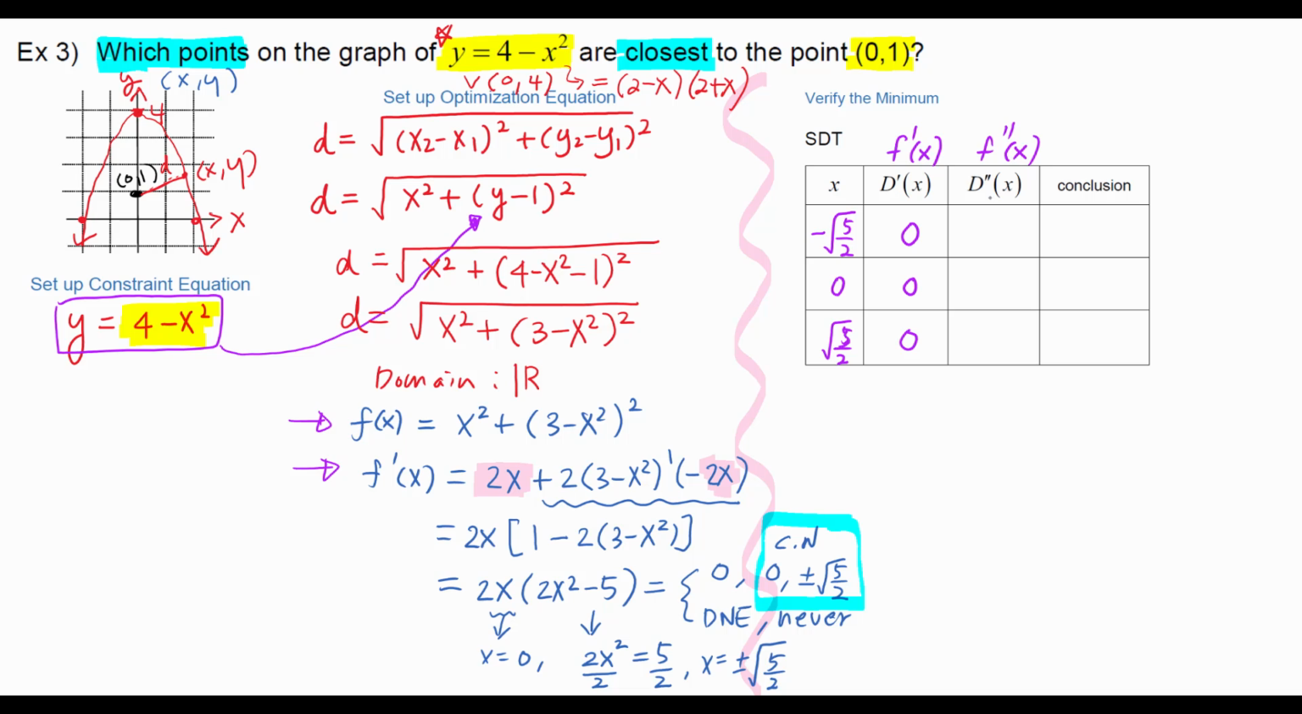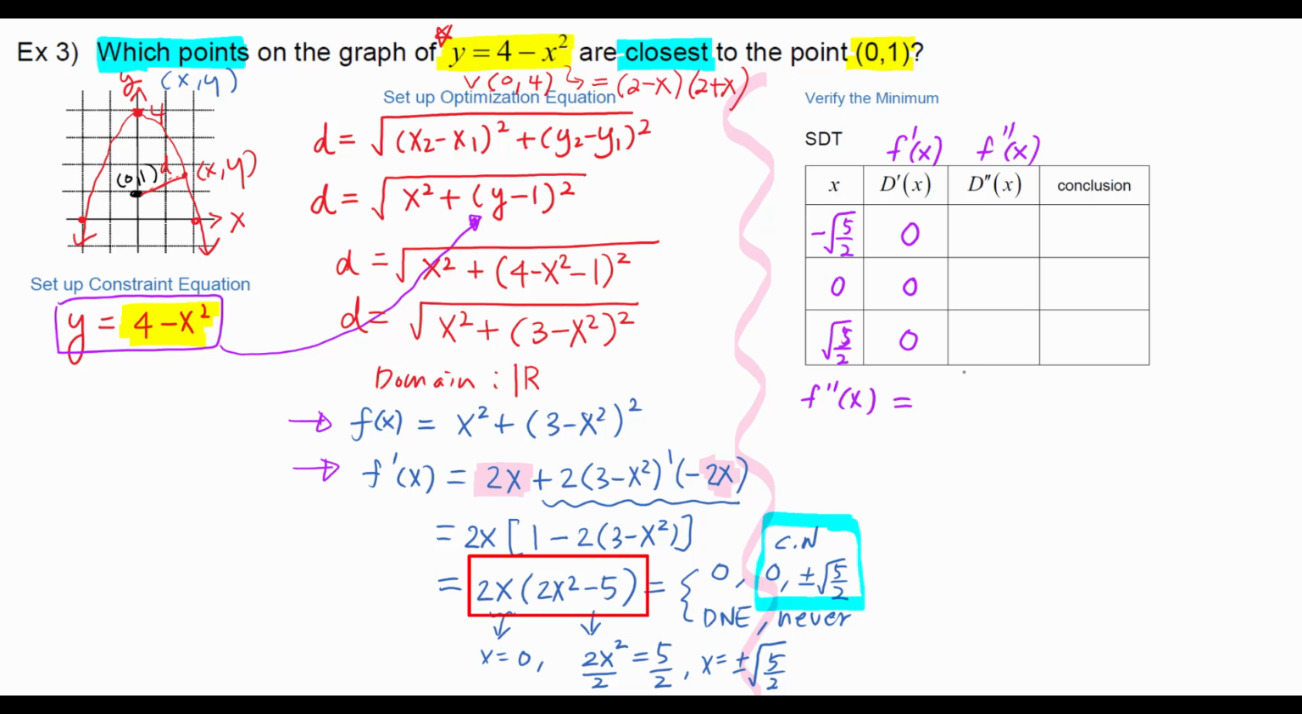Now I have to find the f double prime of x, and I have to test these 3 points to see if it's concave up or concave down to determine which one gives me maximum or which one gives me minimum. Okay, so now let's see which f prime of x is the best one to take the derivative of. From what I have here, I like this one the best. And we can use the product rule to find the f double prime of x. So let's now find the f double prime of x.